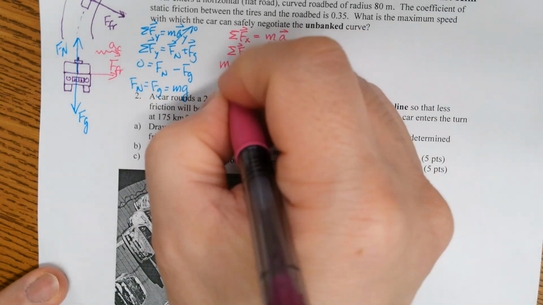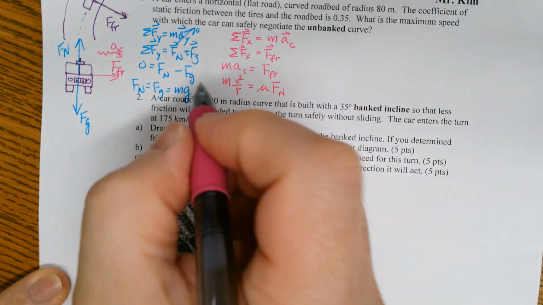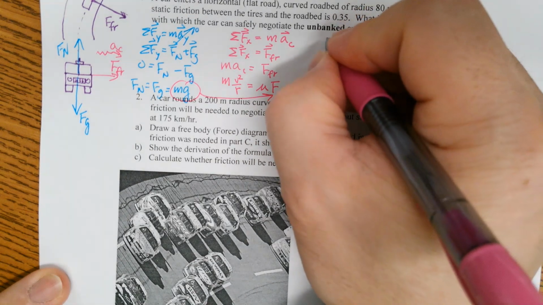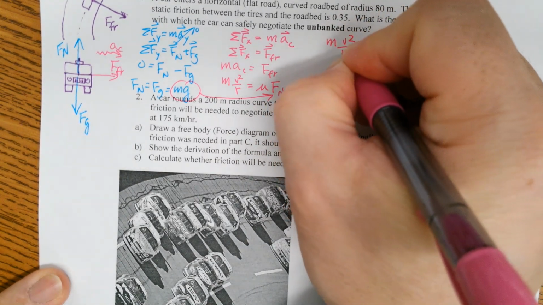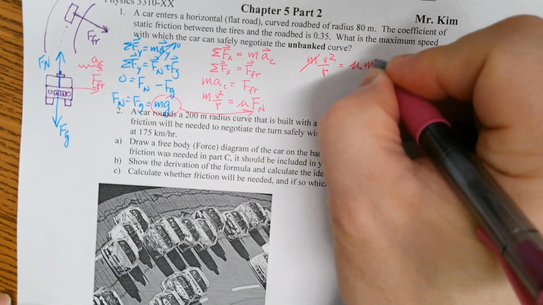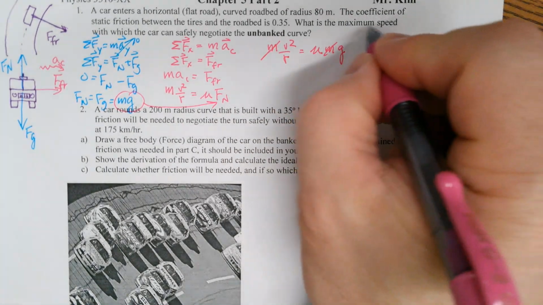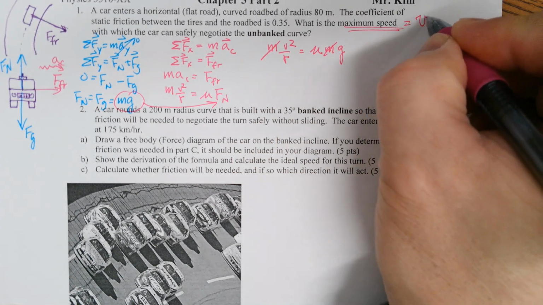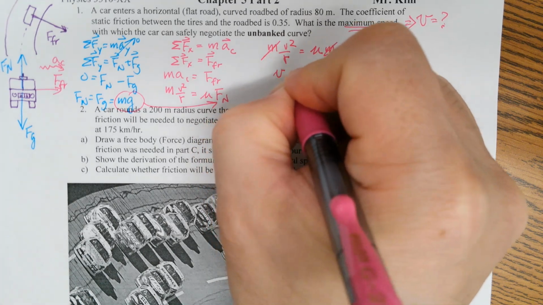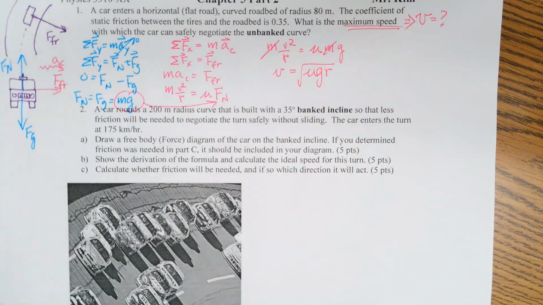So we know mv squared over r is equal to mu times the F normal. But we know the F normal is equal to mg. If we substitute that in, we get mv squared over r is equal to mu times mg. Notice how the mass of the car cancels out. We're looking for the minimum speed, so we're looking for v. So v is equal to the square root of mu times g times r.